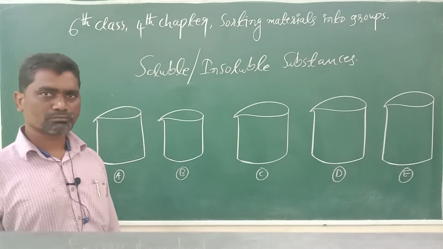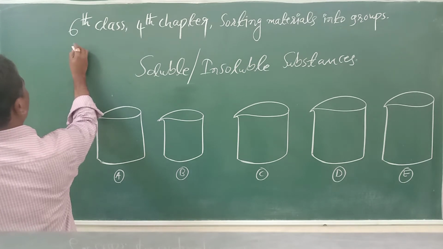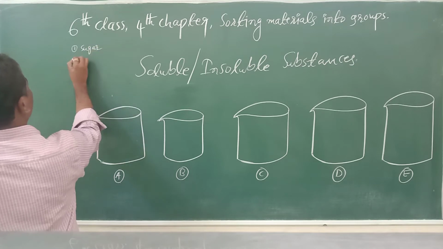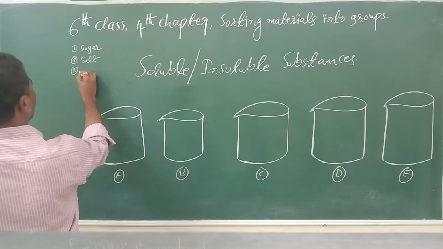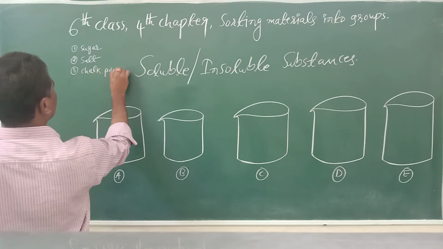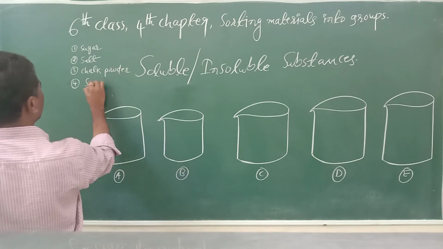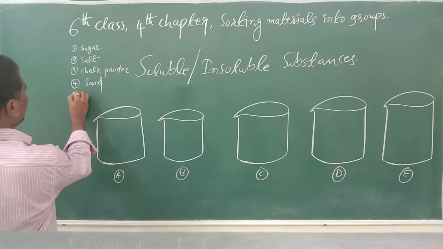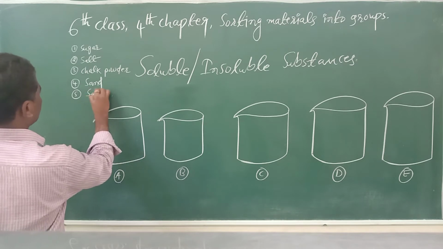Okay students, for example, we are taking first sugar. Second one, salt. Third one, chalk powder. Fourth one, sand. And fifth one, sawdust.